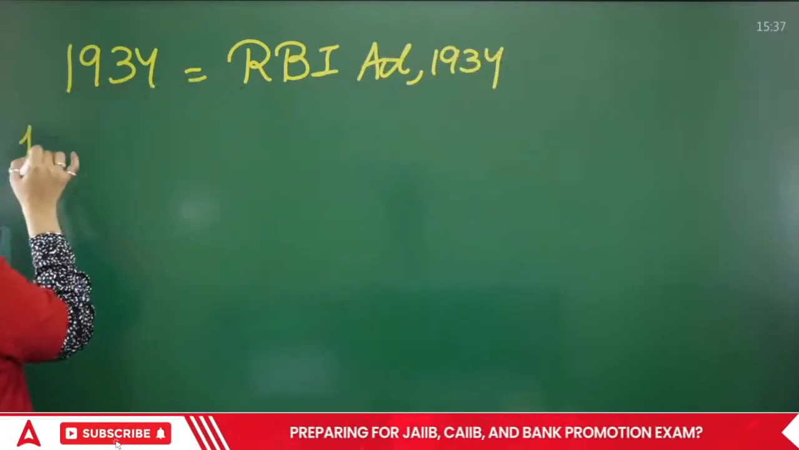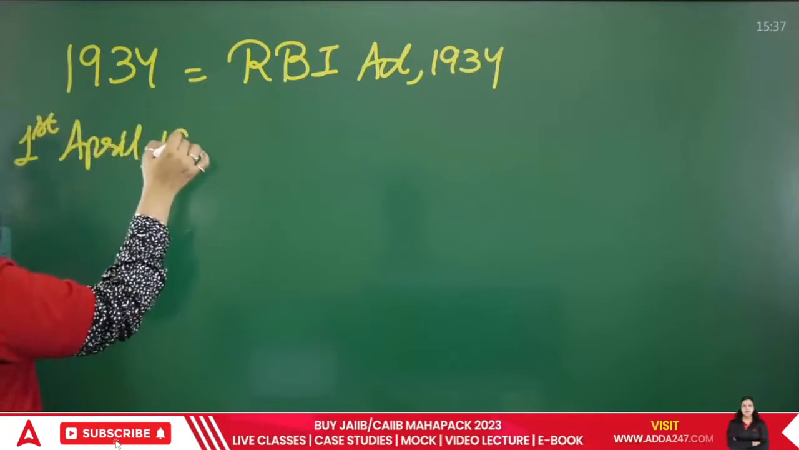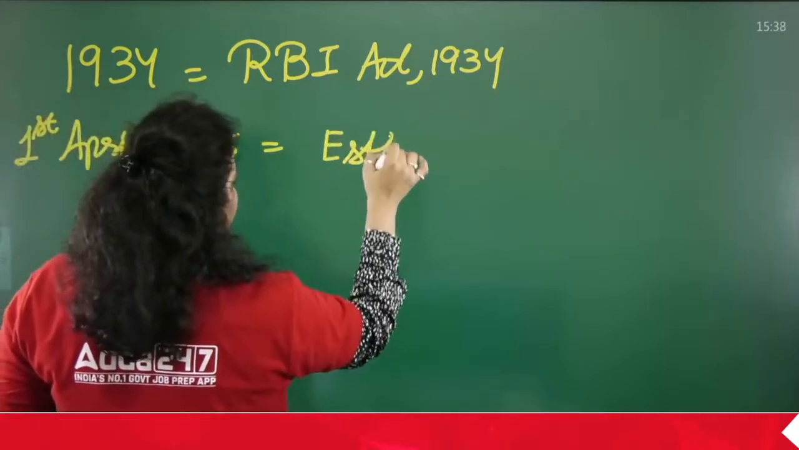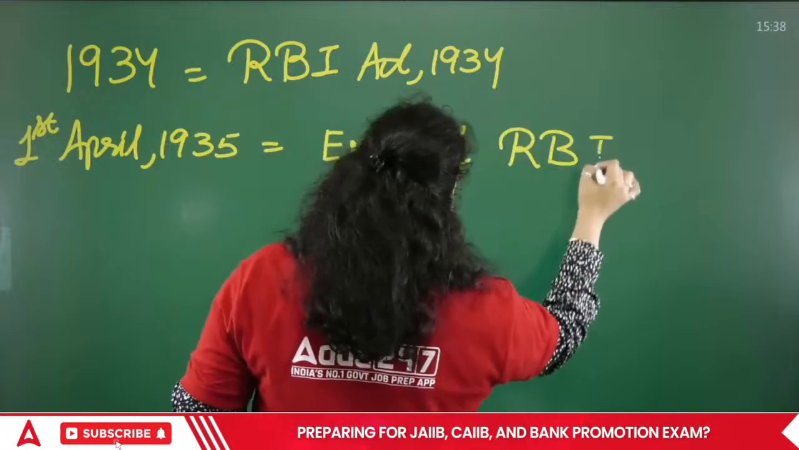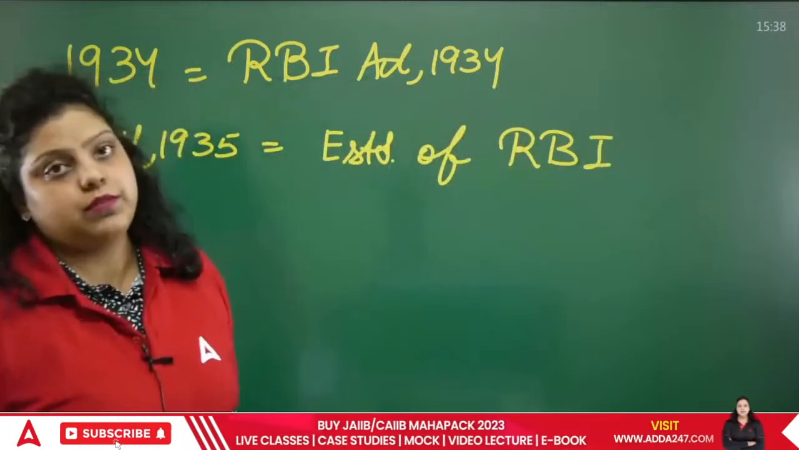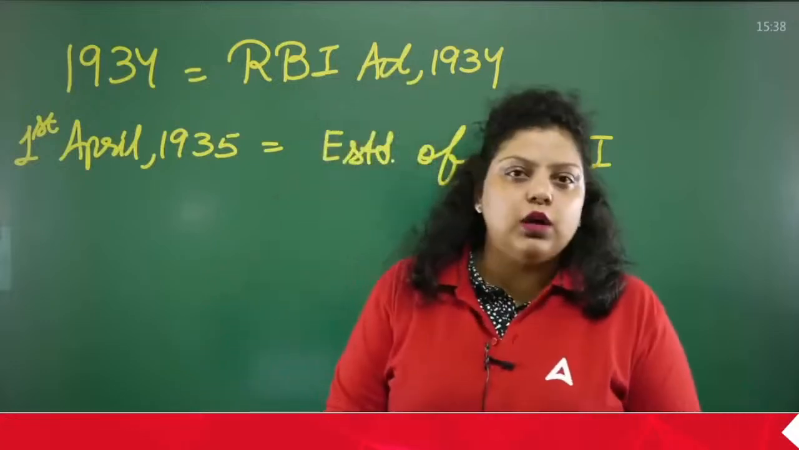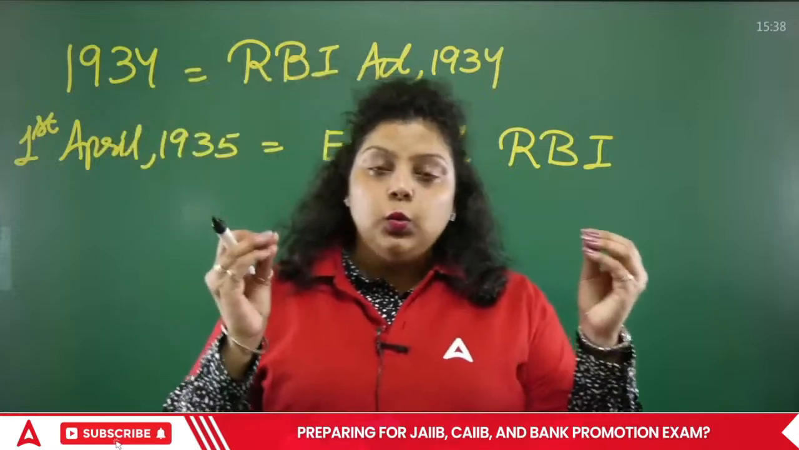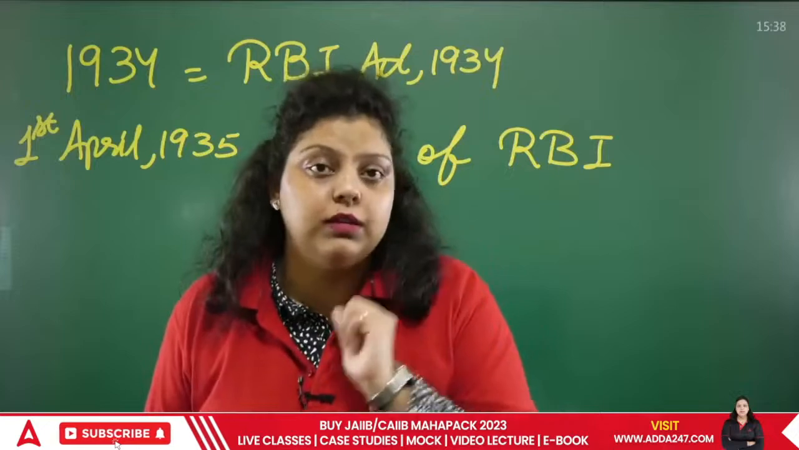And on the basis of this particular act, on 1st of April 1935, we established the Reserve Bank of India. Establishment of RBI was done on 1st of April 1935. Now, one important thing: when we were establishing the Reserve Bank of India, the central bank or apex bank of the country, we needed an initial capital of 5 crore. How much capital? 5 crore capital was required.